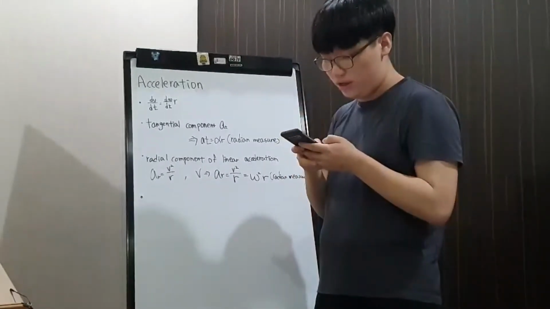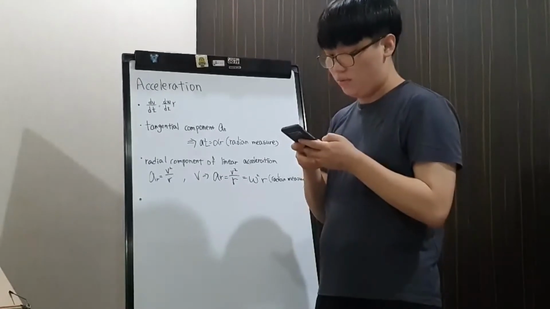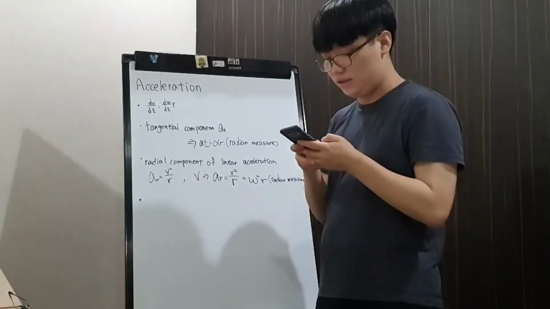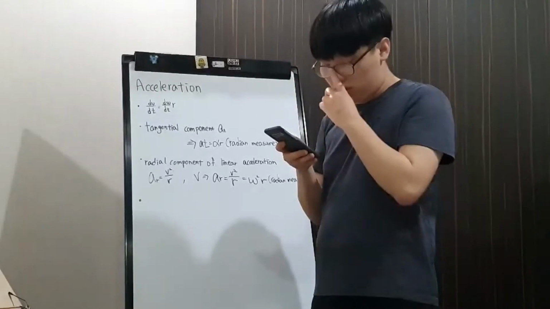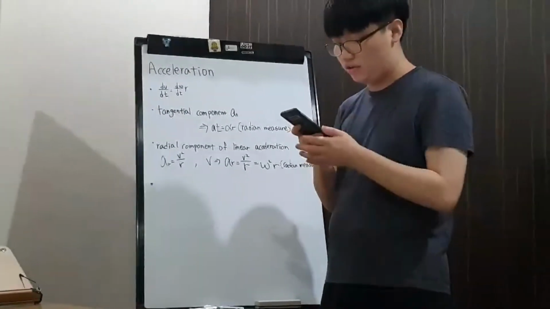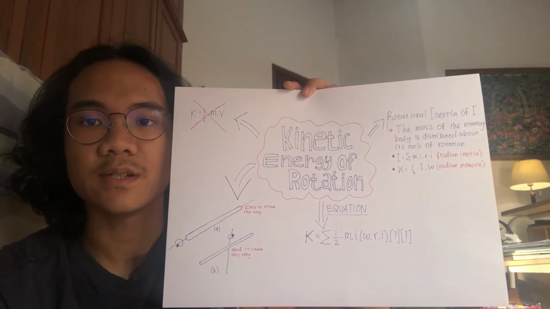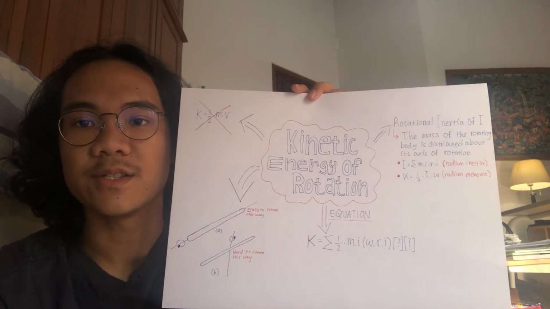First, the radially inward component a_r, present whenever the angular velocity of the body is not zero. And second, the tangential component a_t, present whenever the angular acceleration is not zero. So I'm going to explain about kinetic energy of rotation.